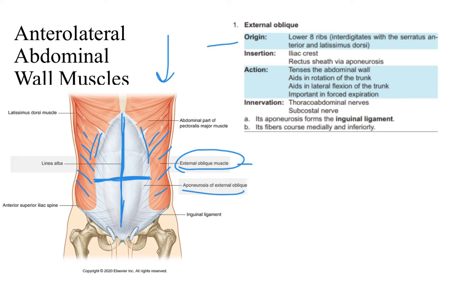As far as the information over here in this table goes, this comes from your bare bones workbook. I'm not going to be as concerned about the origin and insertion of where these muscles are, but they will give you a good idea of what they're connected to. But do know the action of these muscles, what they provide in general to the abdominal cavity. And we'll talk about the innervation as we go along, specifically for the anterolateral muscles and then for the posterior muscles.